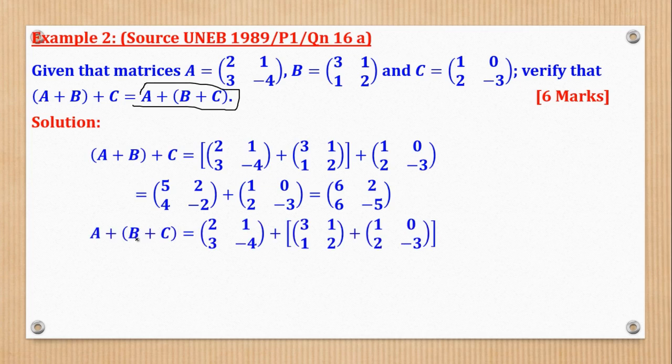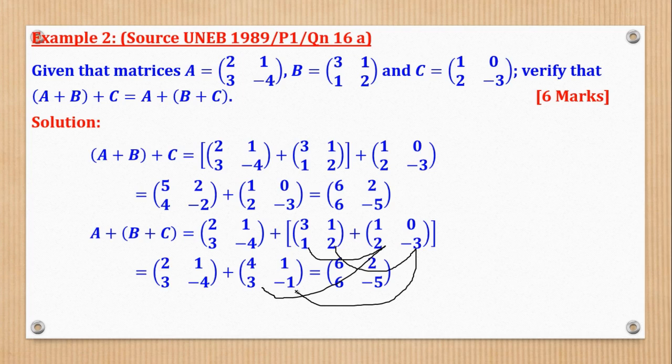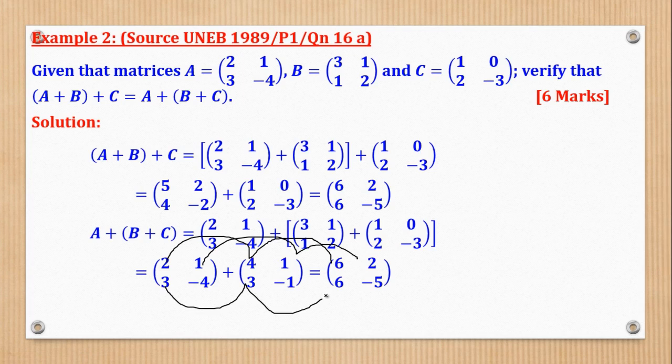So there we are going to first add B plus C. So here we shall come and say 3 plus 1 will give you 4, 1 plus 0 will give you 1, then 1 plus 2 will give you 3, and 2 plus negative 3 will give you negative 1. Then from there we shall now add the A to come up with 2 plus 4 to come up with 6, 1 plus 1 2, 3 plus 3 6, and negative 4 plus negative 1 to give you negative 5.